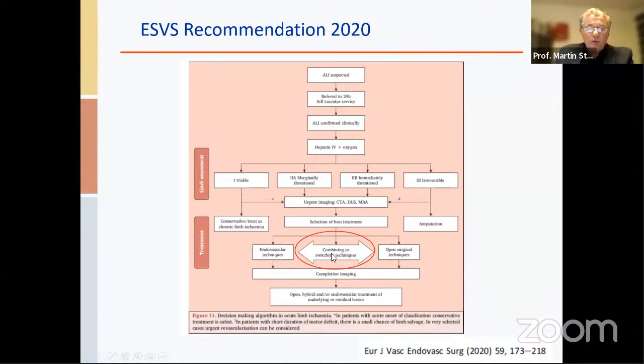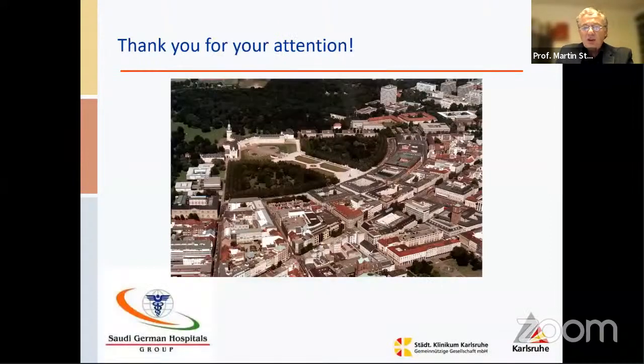You can do a small cut down and still do endovascular interventions further down. We have seen this also. Sometimes it makes sense to do a hybrid procedure. And then you always need a completion imaging to really have documentation of the final result. So this is in short about acute ischemia, and I thank you very much for your attention.